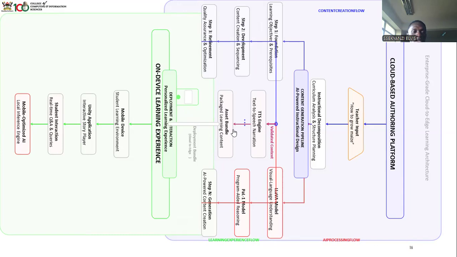So this is a demonstration of the model and the working system.